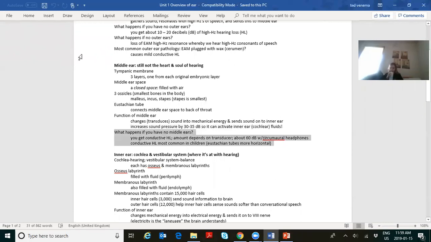Look where I'm highlighting up here. What's the most common outer ear pathology? Ear plugged with wax. That also causes a conductive hearing loss. Do you see that? So conductive hearing loss means hearing loss due to a blockage of sound. Just like when you put an earplug in your ear, or you cover your ears with earplugs because you're going to mow the lawn and the lawnmower is really loud, you're giving yourself a conductive hearing loss on purpose because you want to block the sound.